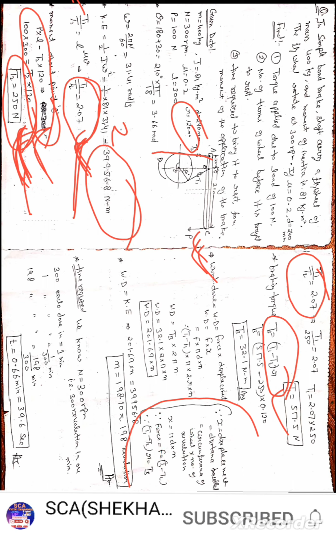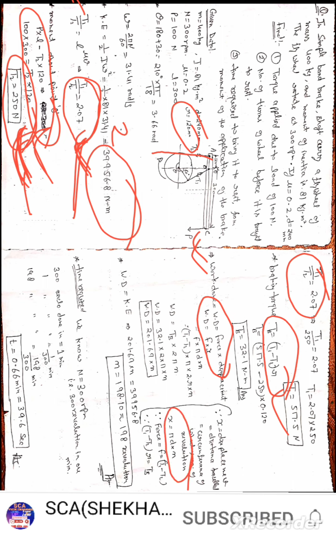We also know the force is equal to T1 minus T2, and T1 minus T2 into R is equal to TB, the braking torque. Now see here, work done is equal to force into x, where x is the distance traveled by the wheel, whose value is pi d into n.